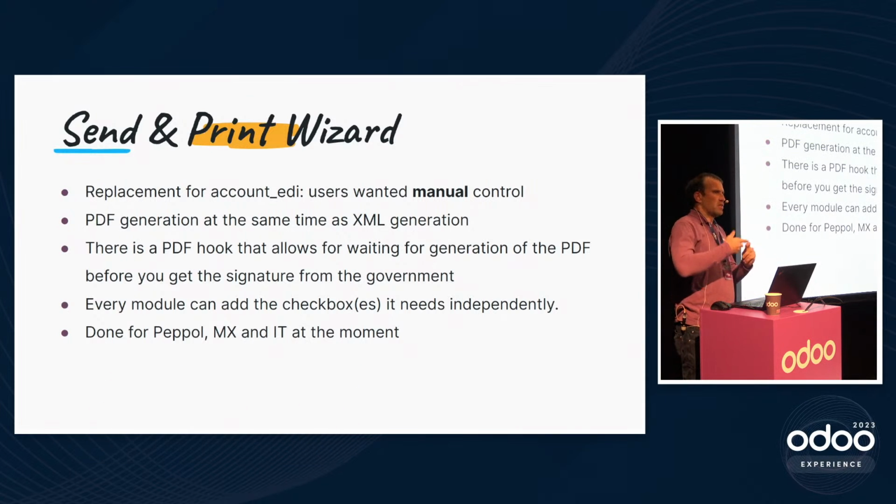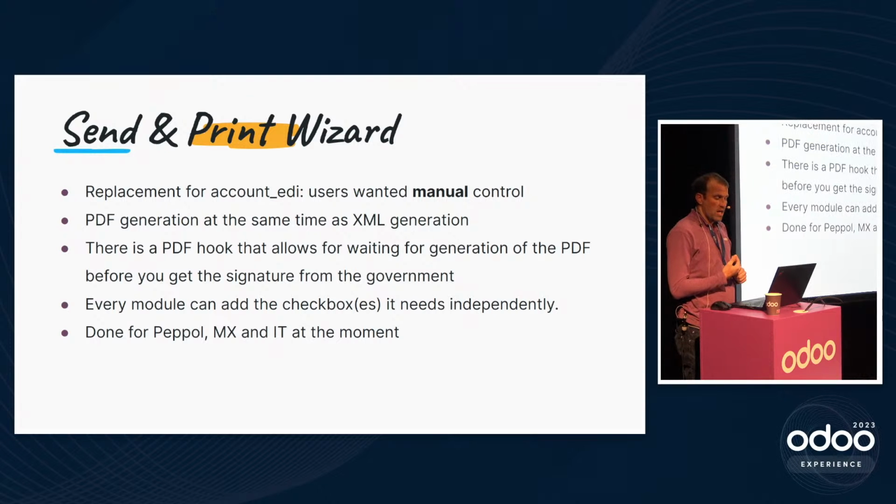But what we saw is that for some countries, the fact that it sends automatically made users say, we want more manual control over it. So the idea would be that the send and print wizard, which you have on an invoice to send your invoice to the client as a PDF, you would also use it to trigger the sending to the government or through PEPPOL.